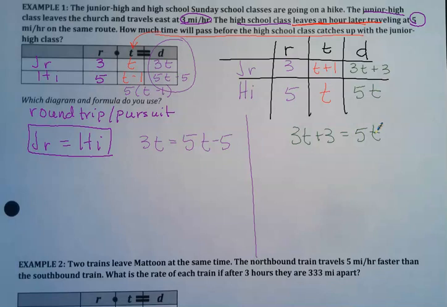All right, so let's go back. Let's solve juniors first. Okay, so how would I solve 3t equals 5t minus 5? I mean, I can add 5 to both sides. It's an okay strategy. It's just not going to get me anywhere. I'm just going to have 3t plus 5 equals 5t now.